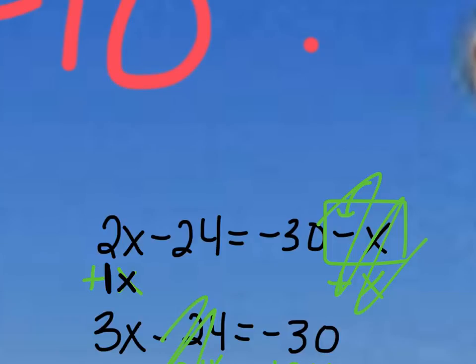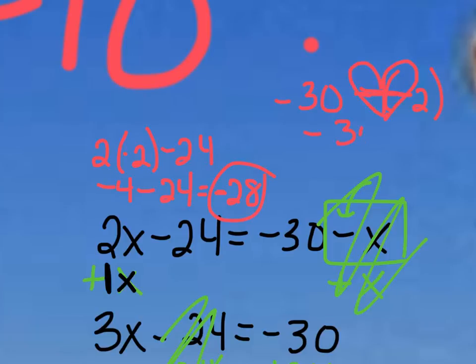On the left side, I'm going to be doing 2 times x, which we figured out was negative 2, minus 24. 2 times negative 2 is negative 4, so negative 4 minus 24 would be negative 28. On the right side, I've got negative 30 minus x, and we figured out that x was negative 2. So we've got 2 negatives here. That becomes a plus, so this is actually negative 30 plus 2, which would be negative 28. So we've got the same answer.